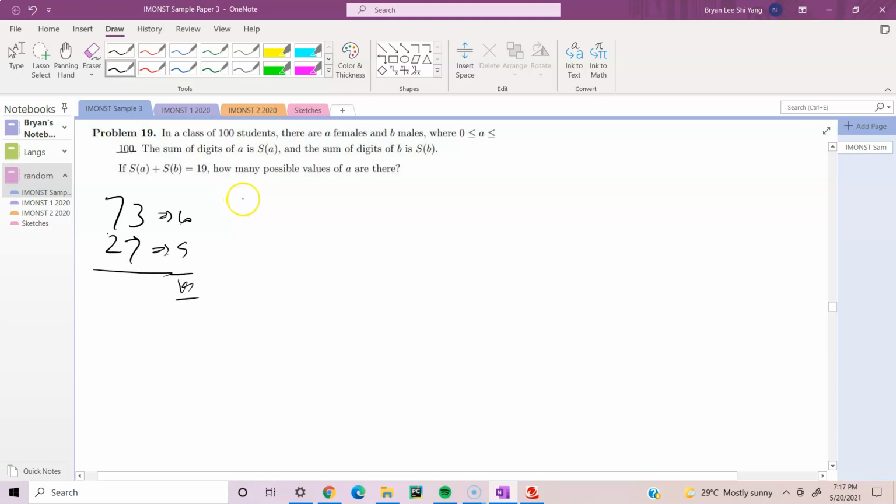Then let's try another one. So 67 and 33. This one is 13, and this is 6. And this would be 19 also. Then you would be thinking, wow, all 100 of these must have 19. But you're wrong. Now, I would like to introduce a more systematic way of counting.